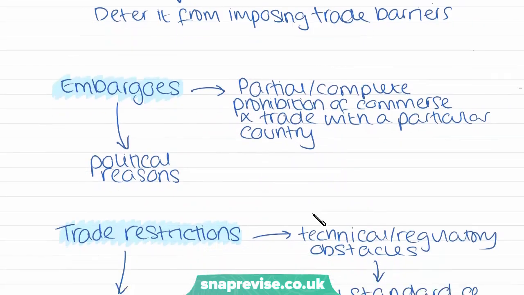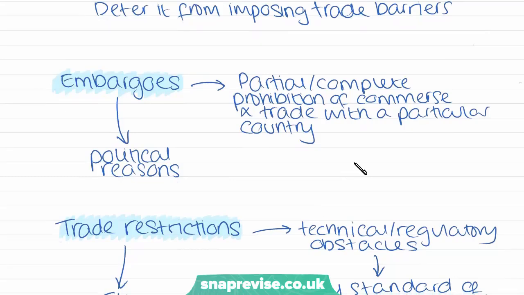Next, we have embargoes, and embargoes are either partial or complete prohibitions of commerce and trade with a particular country.